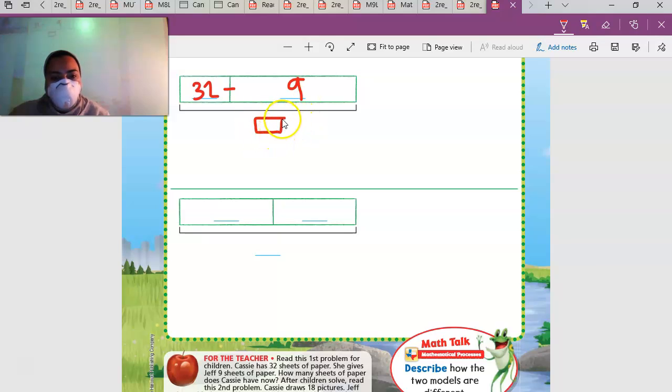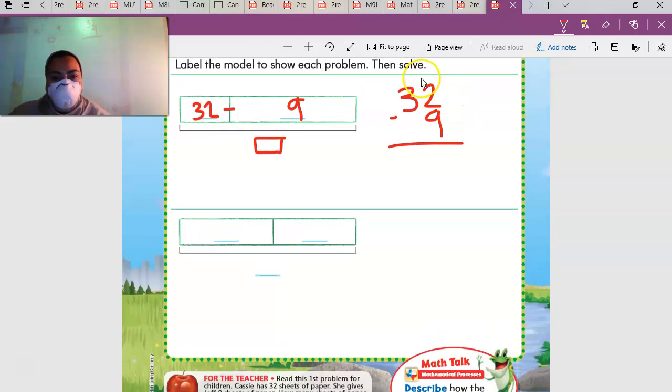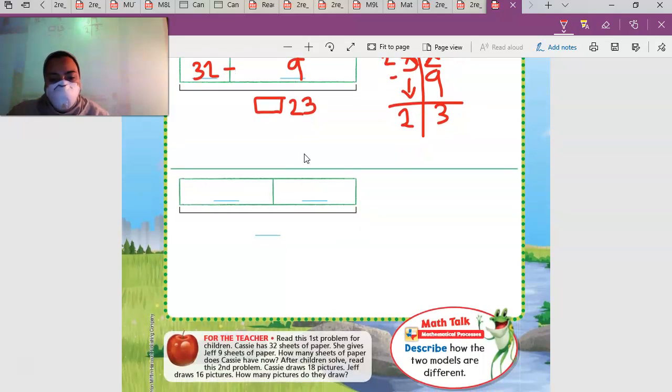Empty box goes here because we don't know yet. And then here you're going to solve it. 32 take away 9. Two take away 9. Can you do that? 3 becomes a 2 and 2 becomes a... What's 12 take away 9? And then what do I do with the 2? Bring it down. What's the answer? Okay, we're not done yet.